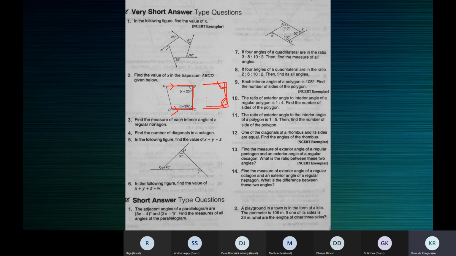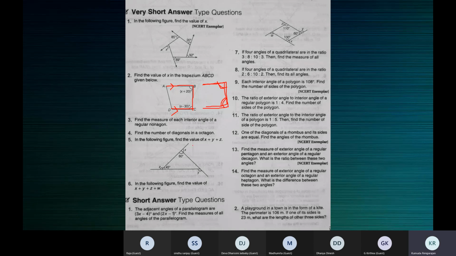Without working, what is the answer for the fifth one? 360 degrees, ma'am. Reason? Sum of exterior angles of any polygon is equal to 360. Yeah, but here we are not expected to do that. You have to work and show it is equal to 360. You know the answer should be 360, but you have to work.